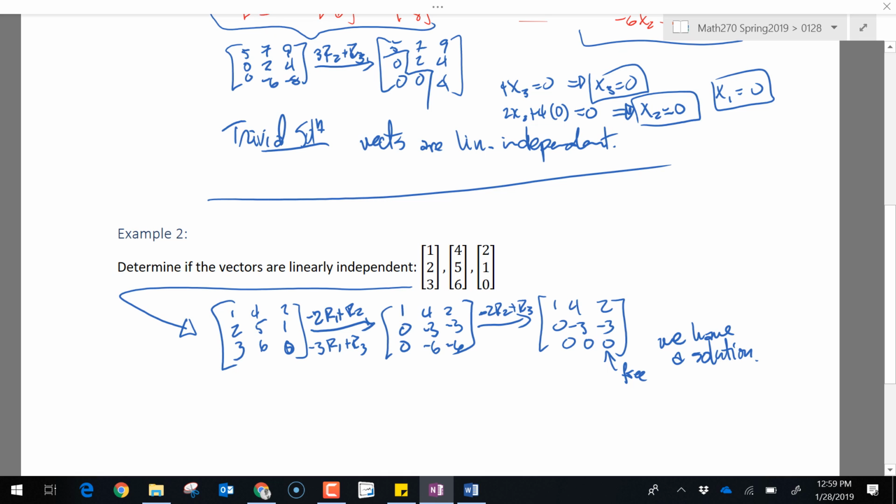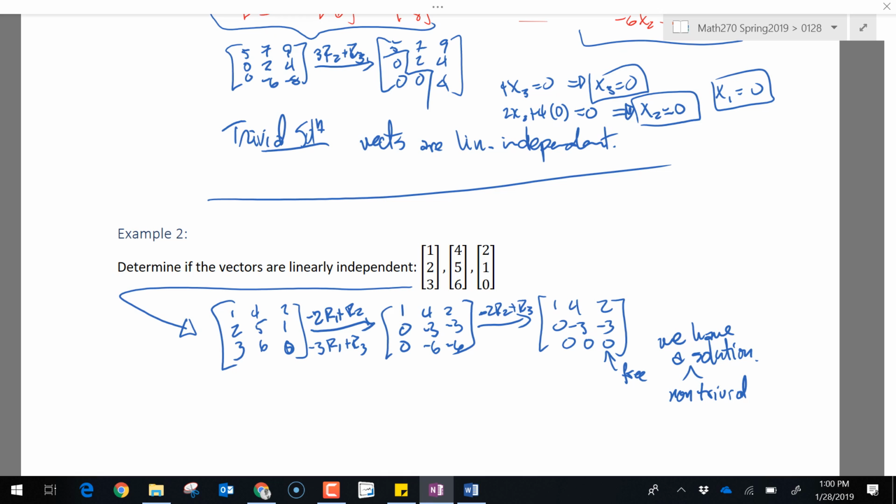And you can write the solution as a parameterized solution, parameterized by something. If you think back on what we've been doing the last couple of days, you should think about how to write this. I'm not going to go through that right now because I just want to make sure that we have a non-trivial solution. So if we have a non-trivial solution, that means we can find values for x1, x2, and x3 and write this as a linear combination that's not equal to 0.